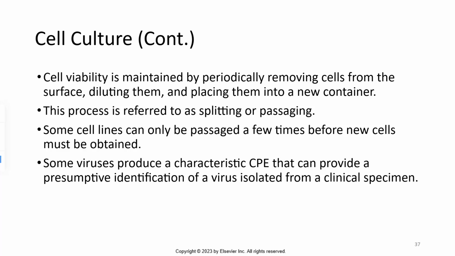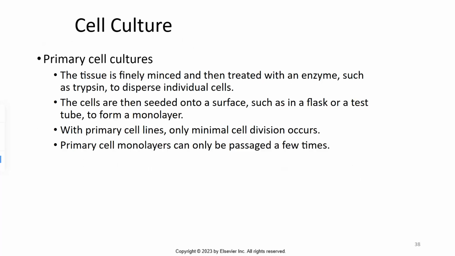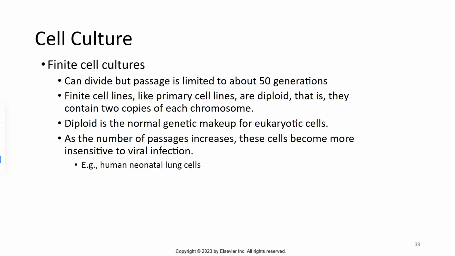Some cell lines can only be passaged a few times before new cells must be obtained. Some viruses produce characteristic CPE that can provide a presumptive identification of a virus isolated from a clinical specimen. In primary cell cultures, the tissue is finely minced and then treated with an enzyme such as trypsin to disperse individual cells. The cells are then seeded onto a surface, such as in a flask or test tube, to form a monolayer. With primary cell lines, only minimal cell division occurs. Primary cell monolayers can only be passaged a few times.